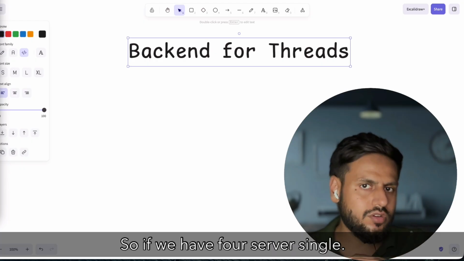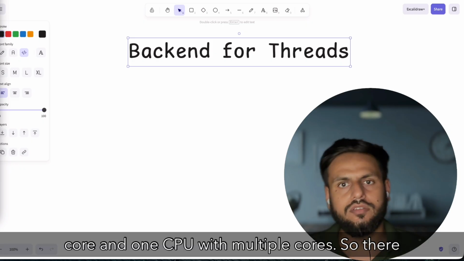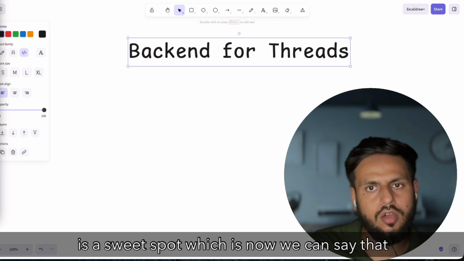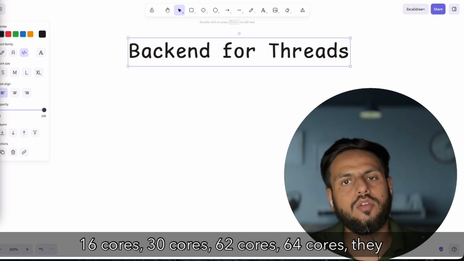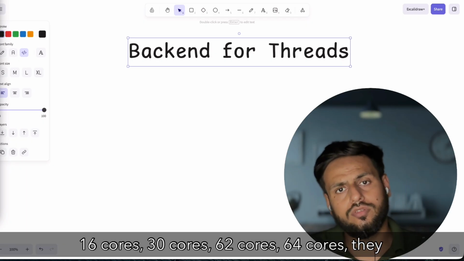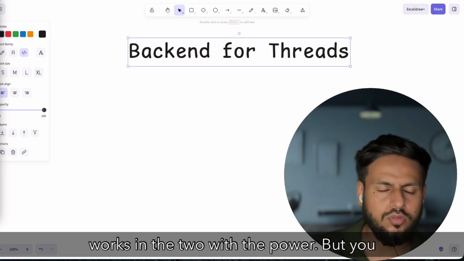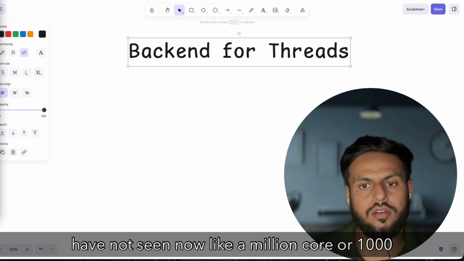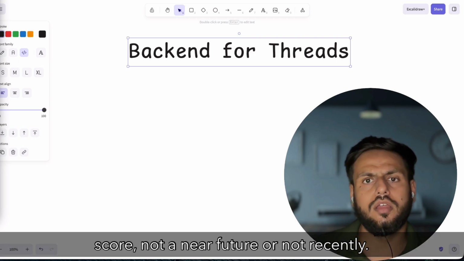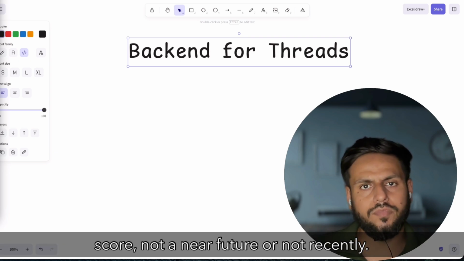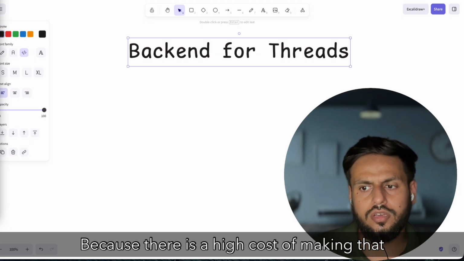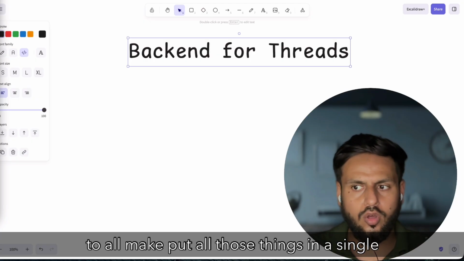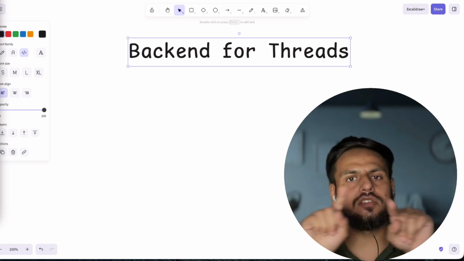So if we have four servers with a single core versus one CPU with multiple cores, there is a sweet spot. Now we can say 16 cores, 32 cores, 64 cores, they work in powers of two. But you have not seen a million-core or thousand-core CPU, not in the near future or recently. It's because there is a high cost of making that technology feasible, to put all those things in a single CPU chip.